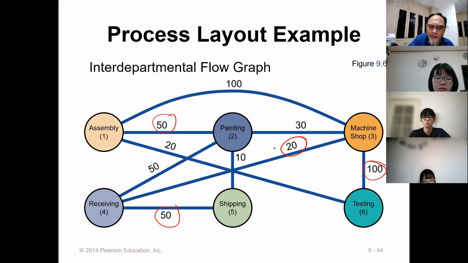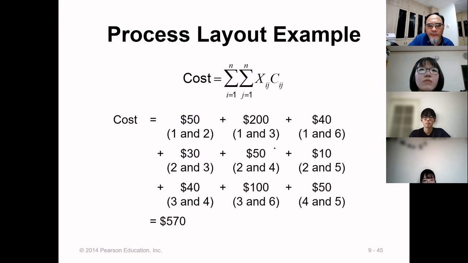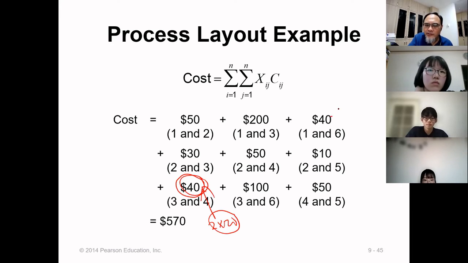Okay, 4 and 3 is 20. Okay, so it multiplies out. You see, it's not 20, but it is 40, because it is actually 2 times 20. So this is also 2 times 20. It's not the initial 20 load, okay?